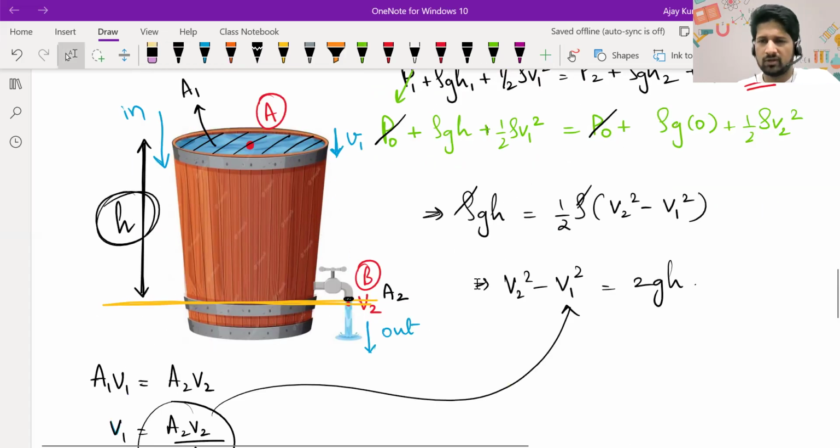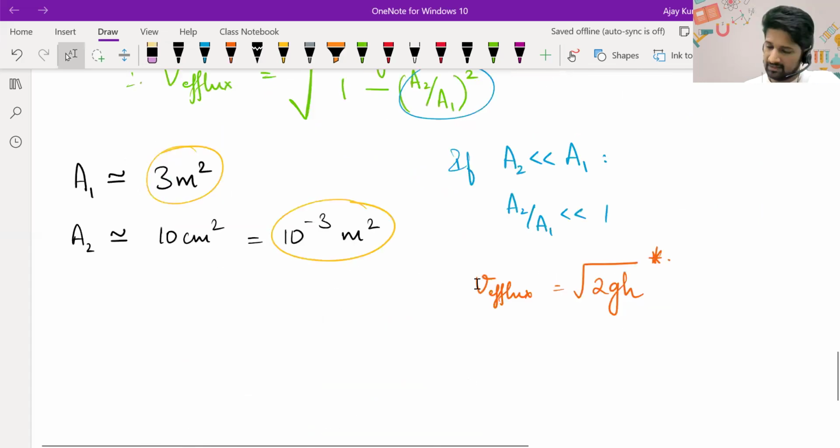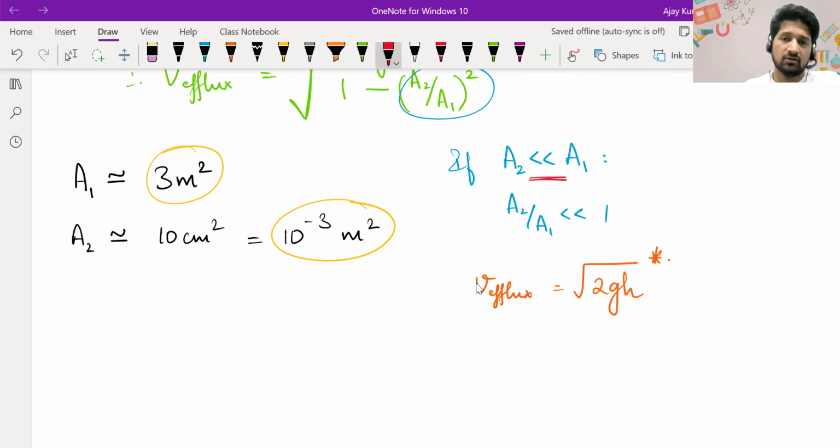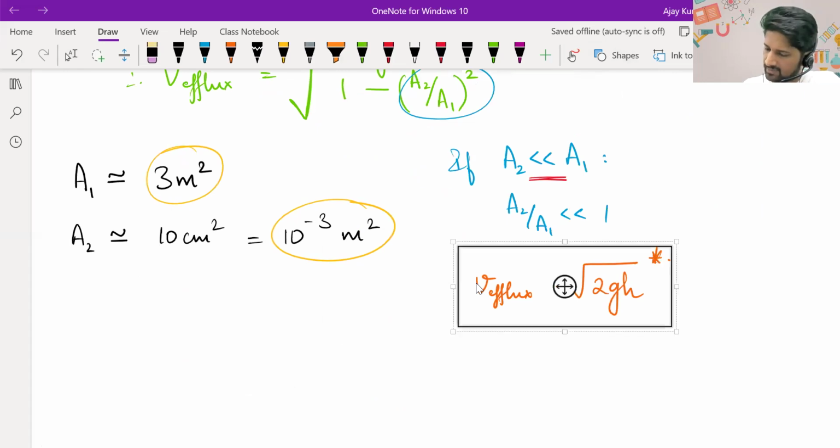So basically, this is what we call the speed of efflux. And if this condition is satisfied, if the area of the opening is very small compared to the area of the tank, then the speed of efflux becomes under root 2gh. This equation is called Torricelli's equation. Okay, but it's derived using Bernoulli's principle.